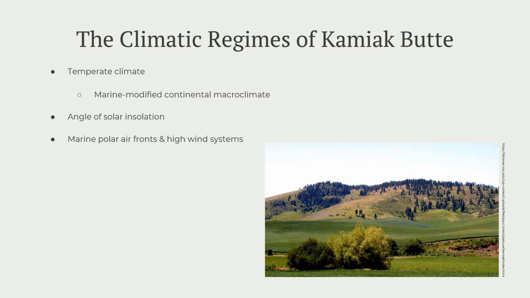North America, in addition to other continents, is divided into macroclimates that encompass a broad range of climatic conditions within a region of the continent. Kamiak Butte lies within the marine-modified continental macroclimate, a large region of the North American continent that is overall temperate in climate and largely influenced by continentality. The elevation of Kamiak Butte also influences its climate.